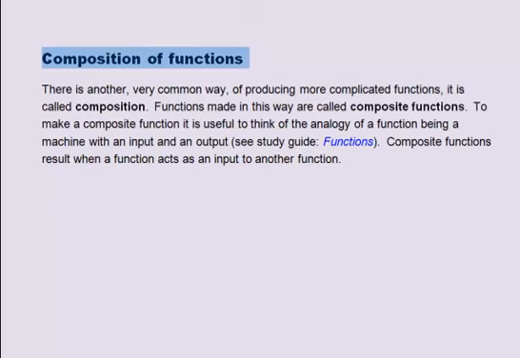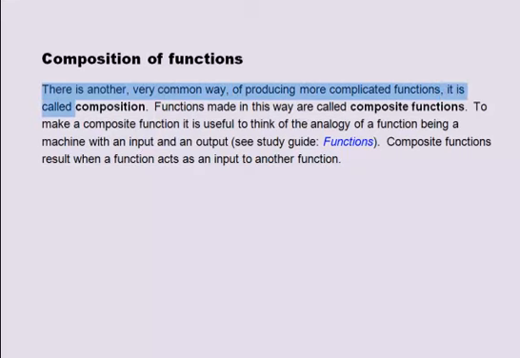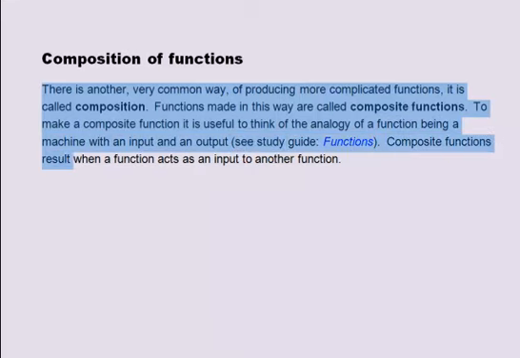Composition of functions. There is another very common way of producing more complicated functions. It is called composition. Functions made in this way are called composite functions. To make a composite function, it is useful to think of the analogy of a function being a machine with an input and an output. See study guide Functions. Composite functions result when a function acts as an input to another function.